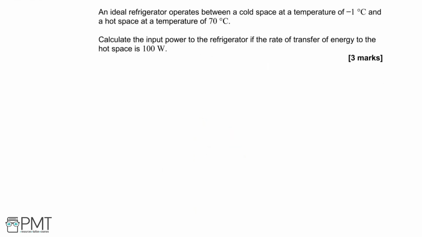An ideal refrigerator operates between a cold space at a temperature of -1 degree Celsius and a hot space at a temperature of 70 degrees Celsius. Calculate the input power to the refrigerator if the rate of transfer of energy to the hot space is 100 watts. So the first thing to do is calculate the coefficient of performance of the refrigerator. I'm just going to add some labels there.